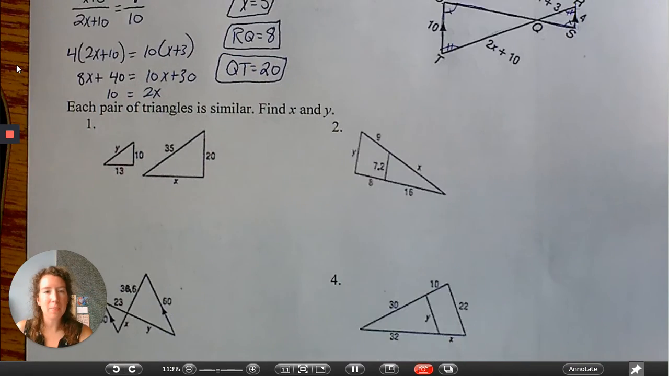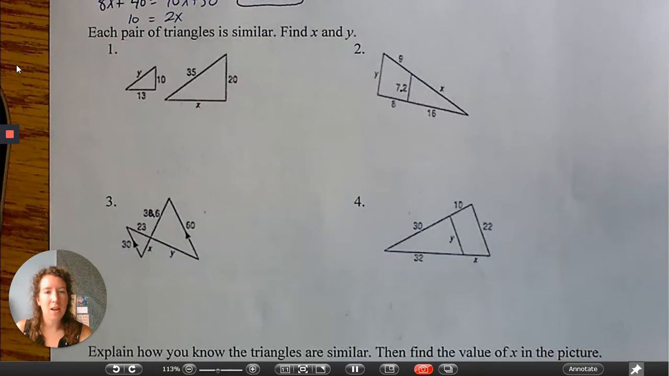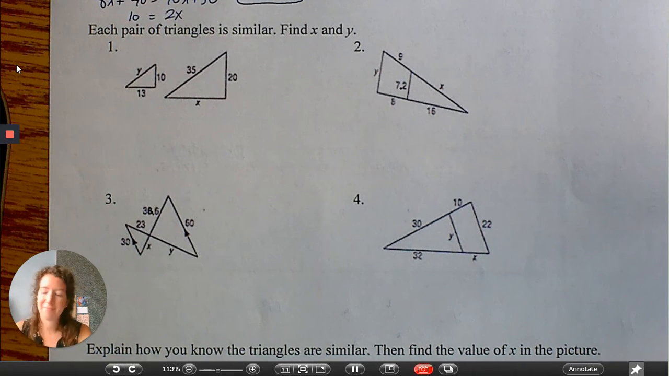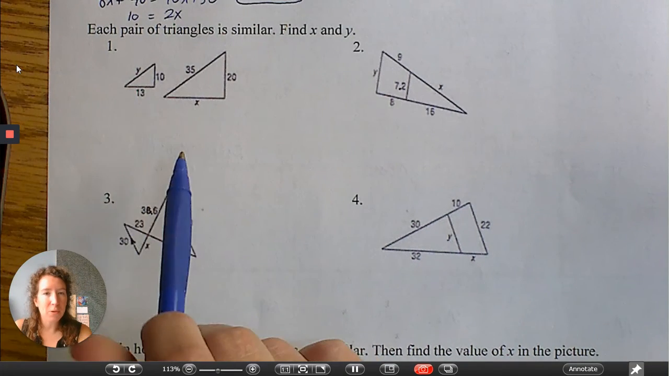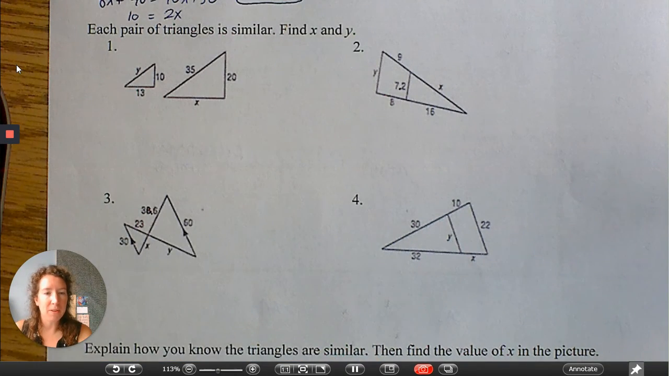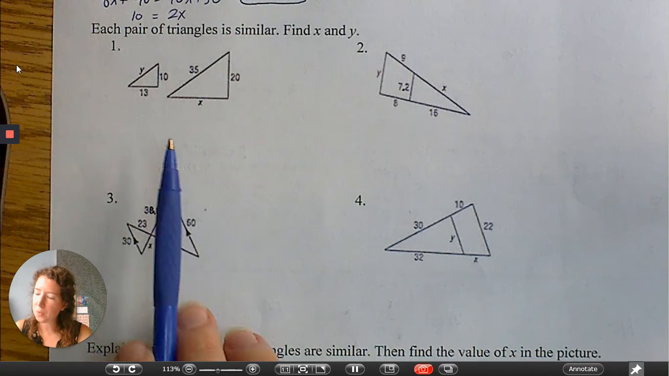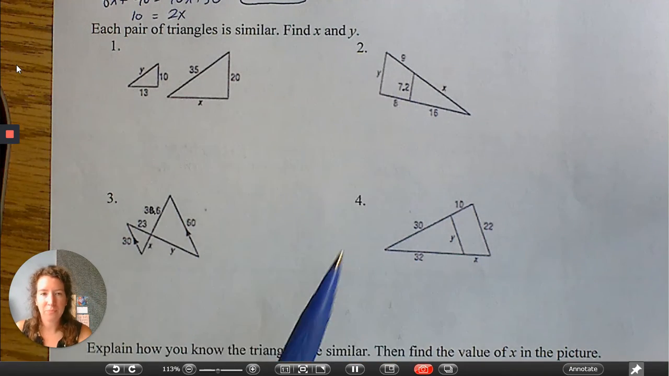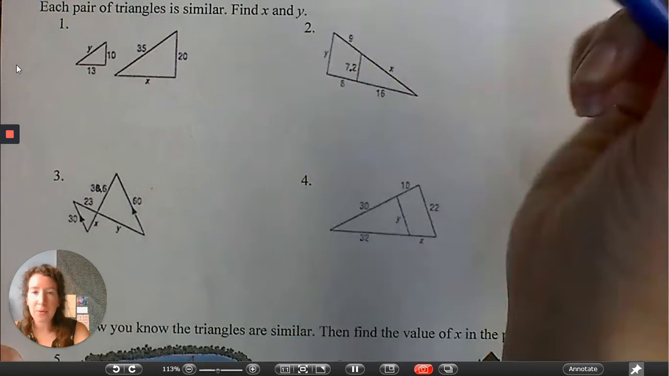So let's do a little bit more practice with just finding missing sides of similar triangles, setting up our proportions. There are multiple variables in these. So let me just start us with, I'll do a tricky one to start with. How about we start with number 2? Okay? So let's say we want to find x.